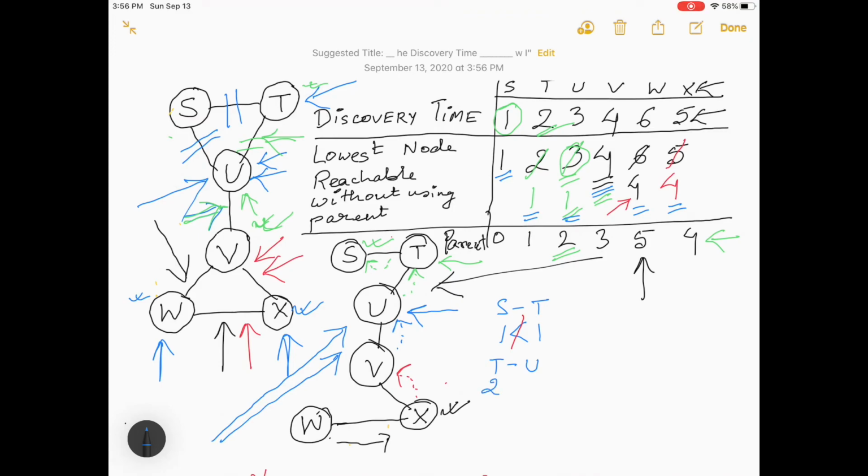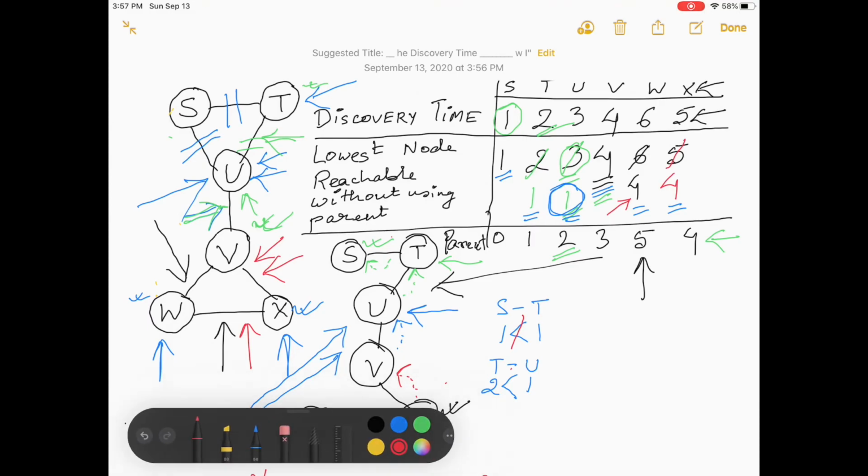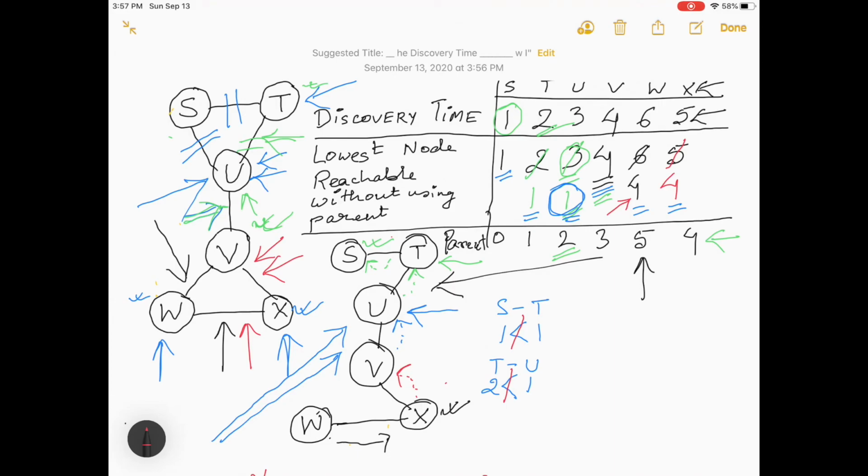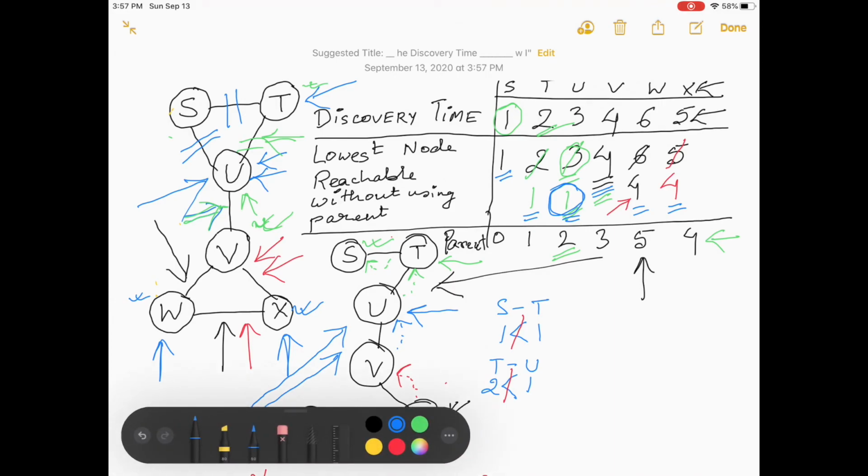Next we go to the edge tu. The discovery time of t is 2. The earliest discovered node reachable from u is 1. Then we see if the discovery time of t is less than the earliest node reachable from u or not, and I see that that is not the case.